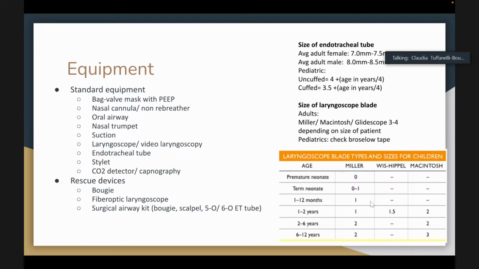And then it's always good, no matter if you think that's going to be an easy airway, you want to prepare in case it is not an easy airway. And so rescue devices, one would be a bougie, which you should have every time you intubate if you have that available. A fiber optic laryngoscope, which some of the new video ones just come with automatically, but it's not always available. I worked at a lot of places where they don't have that, or only anesthesia has it. And then a surgical airway kit. The surgical airway kits are pretty basic, just the bougie, which you already have, a scalpel, and then a smaller size tube.